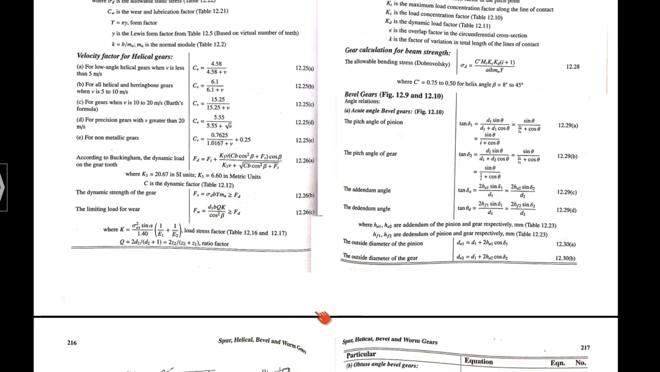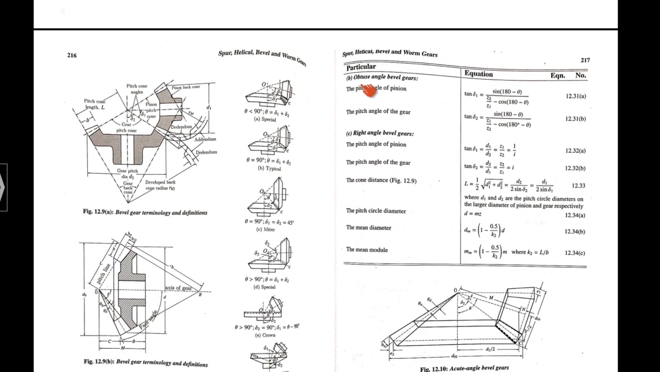And if you look at the design of the bevel gear, we can see three sections. One is for the acute angle bevel gear, the other one is the obtuse angle bevel gear, and the third one is the right angle bevel gear. You have got a separate set of equations for the bevel gear.